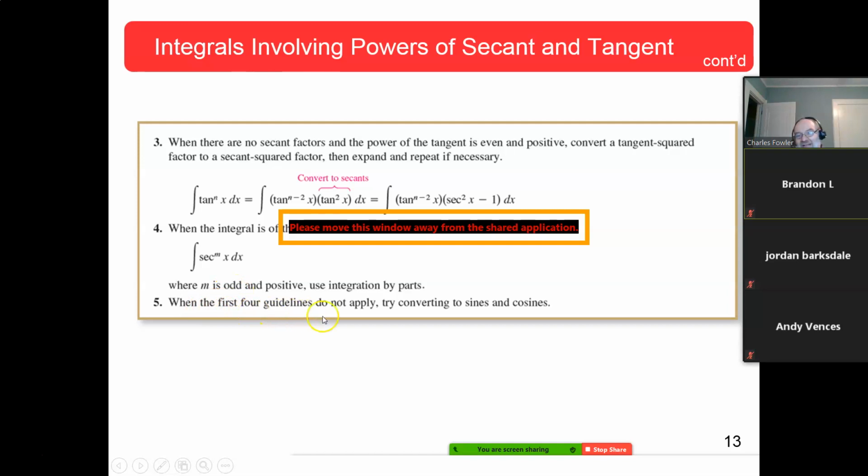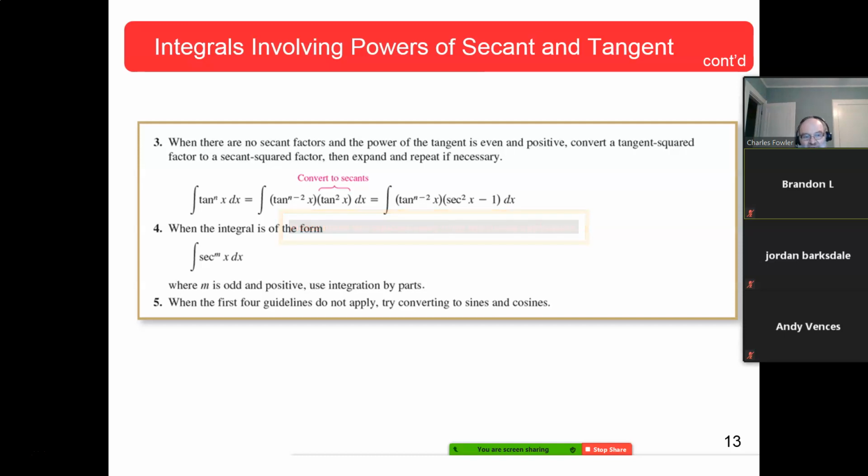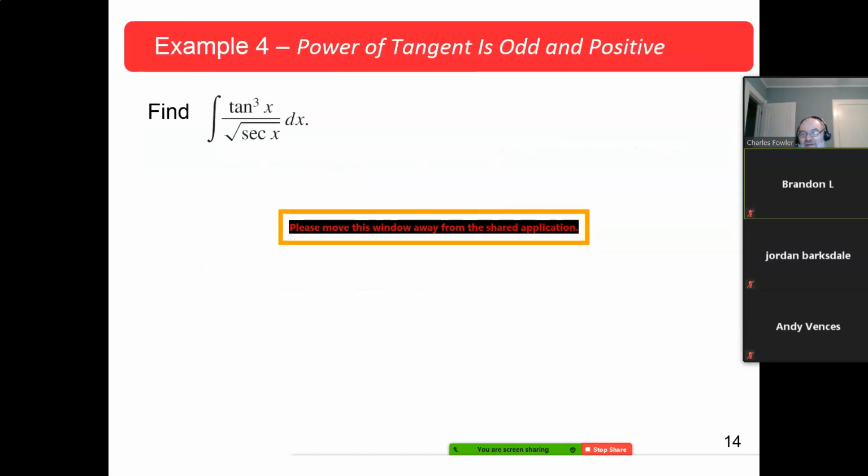When the first four guidelines do not apply, try converting to sines and cosines. That's always a good technique. If nothing else works, go back to converting to sines and cosines, see what you can do. So, a lot of if-then-elses here. Okay? So, let's do example 4. This is on the bottom of page 535.